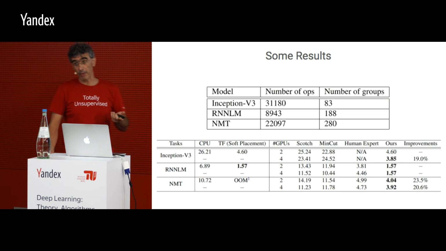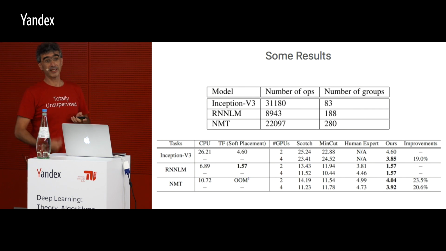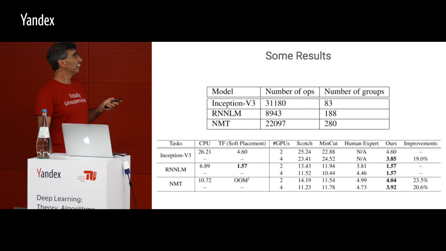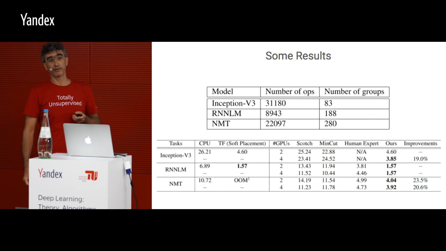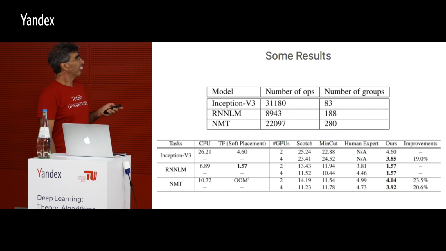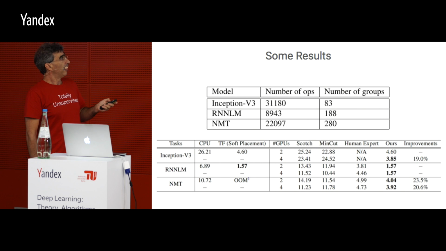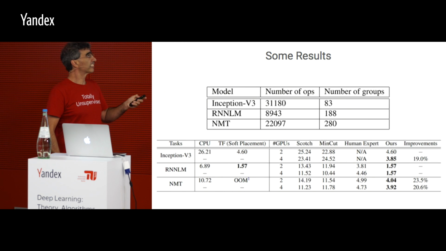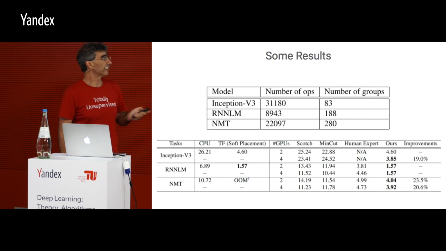RNNLM is a language model, a recurrent net that is trying to maximize the likelihood of a sequence of words. And NMT is our neural machine translation, which is similar to those that we actually use in production. So this is the size of the graph. So that's the number of ops in the graph that represents these 3 models. Now, these are big numbers.